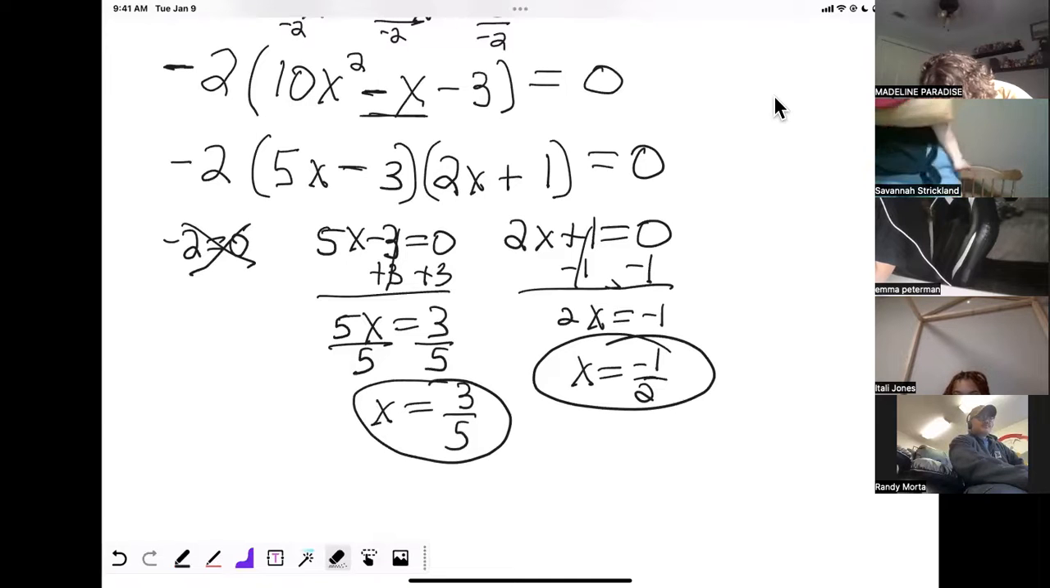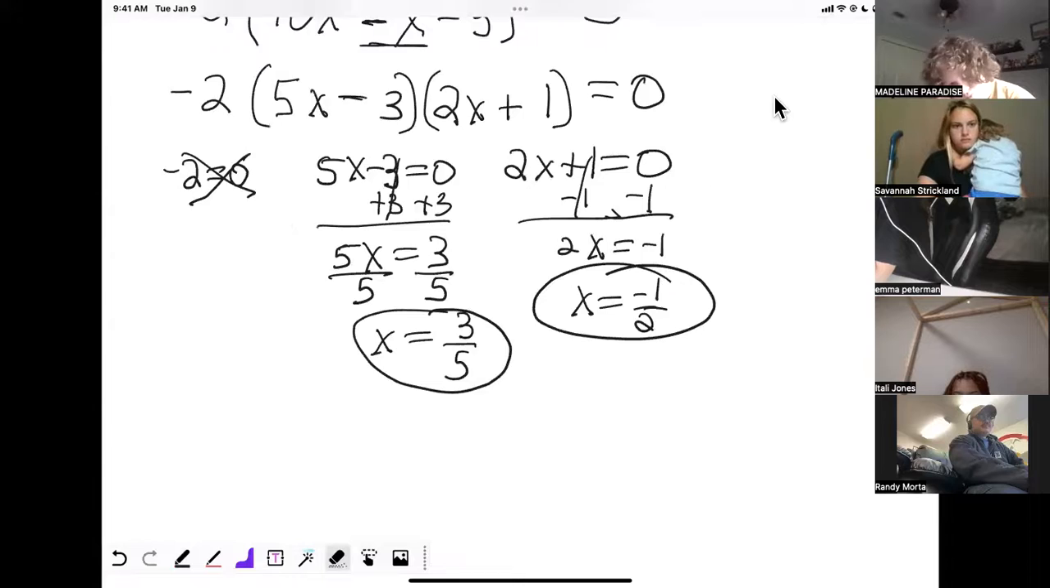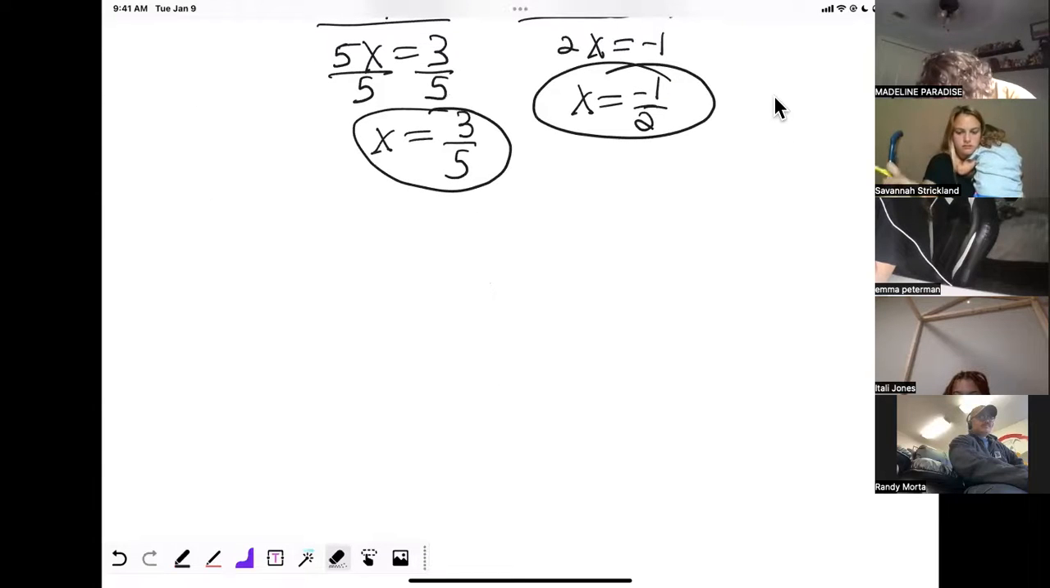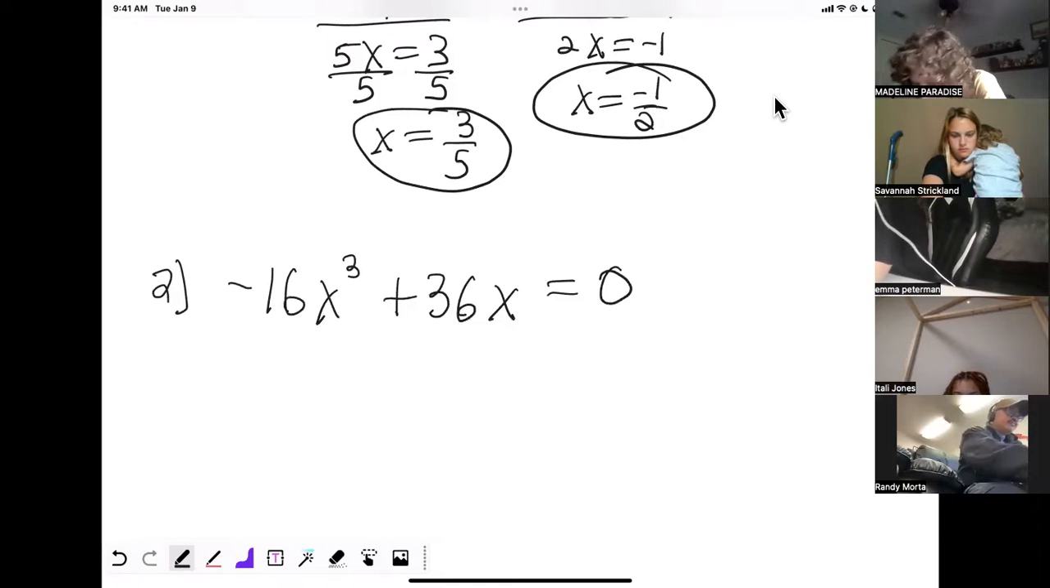Okay, let's try this one. Maybe this will tell you. So this last problem, we had 2 answers, right? So let's look at another one, 2. Negative 16x to the third plus 36x equals 0.